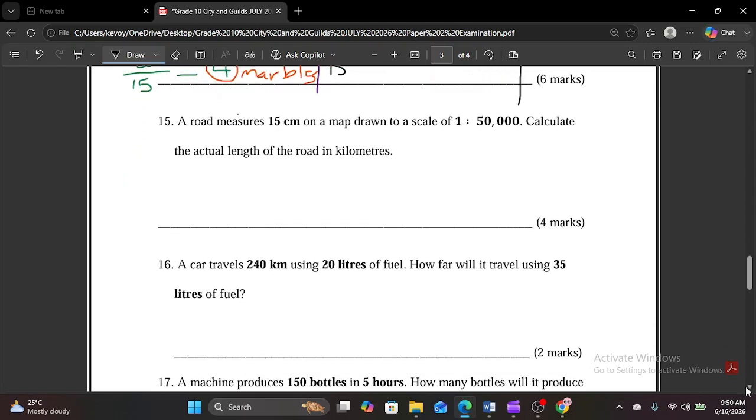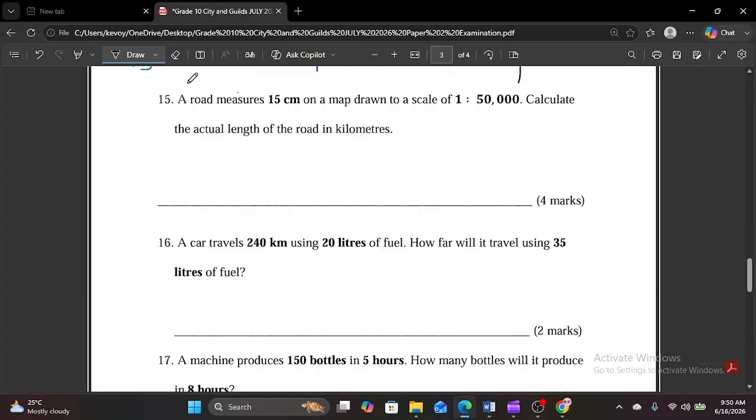All right, going down. A road measures 15 centimeters on a map drawn to scale 1 to 50,000. Calculate the actual length of the road in kilometers. Since the map is drawn in centimeters, this scale is written using centimeters. So we need to know how many centimeters will give you a kilometer.